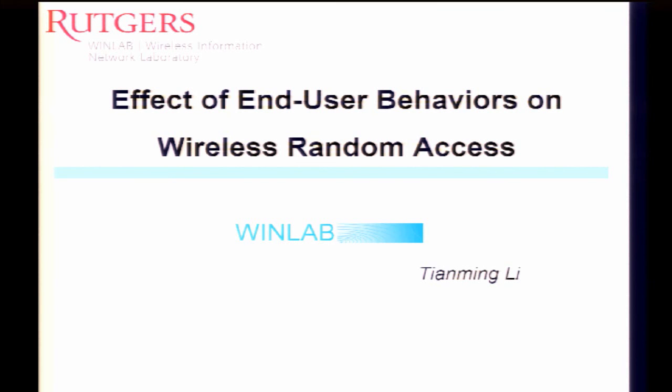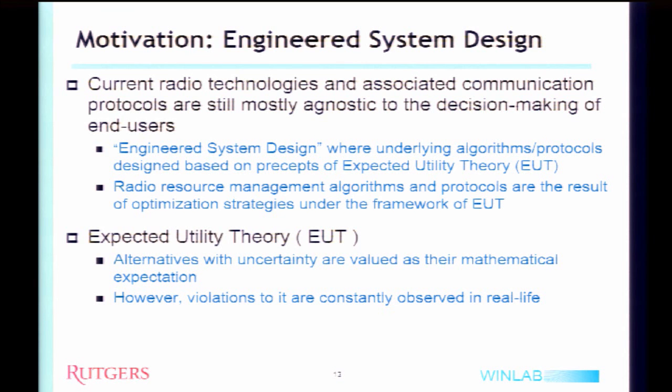This second part is really novel, and it's the effect of end-user behaviors on wireless random access. Here, we try to study the impact of people's real-life decisions on wireless systems. The motivation behind this work is that the traditional framework design and protocols of wireless systems don't consider the real-life decisions made by people. All the engineering system designs, the underlying algorithms and the protocols, are designed based on the precepts of the expected utility theory.